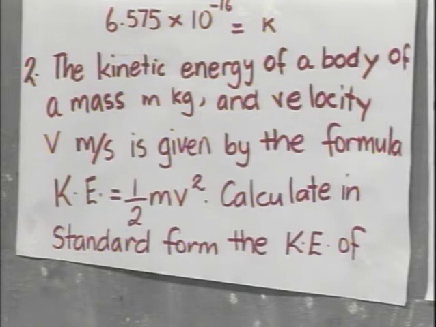Not v squared. So you have to square the value for v. V squared, so square the value for v.